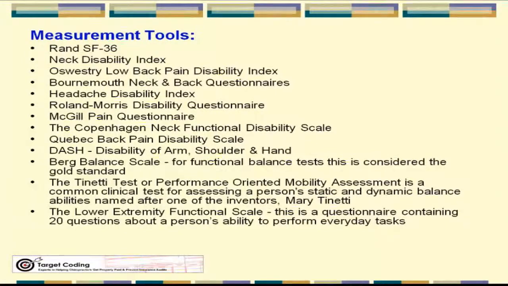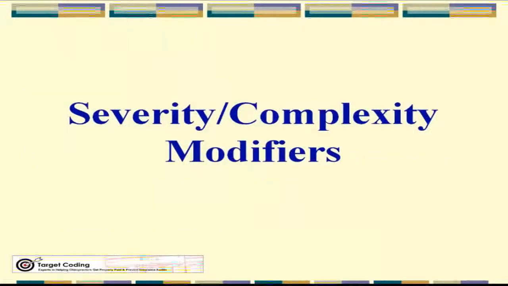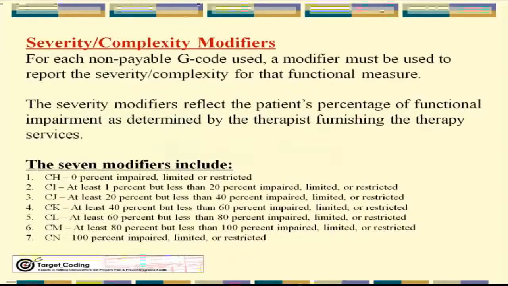This is one of the best ways to measure patients' functional limitations. Then we have to use these severity/complexity modifiers. For each non-payable G code, a modifier must be used to report the severity complexity of that functional measure. The severity modifiers reflect the patient's percentage of functional impairment as determined by the therapist furnishing the therapy services.